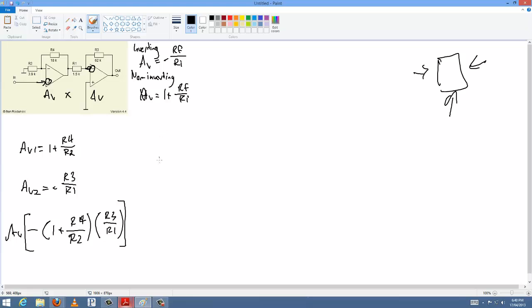Working out the numeric value for that is just as simple as inputting your values.